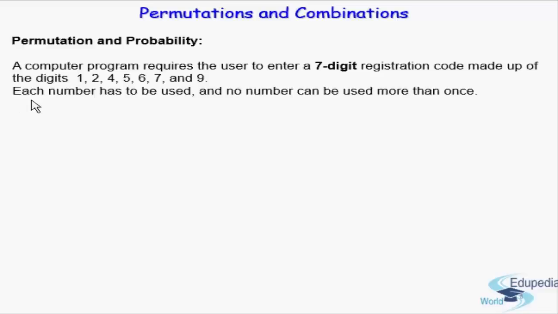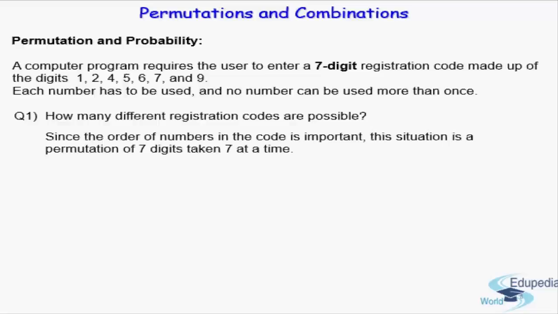One of the conditions is that each number has to be used, and the second is that no number can be used more than once. So one follows the other. If you use each number, you cannot have any number more than once, and if you use a number more than once, then of course you cannot use each number. Now let's try to understand how we solve this. The question is, how many different registration codes are possible? Question number 2. Let's solve this one first. Since the order of the numbers in the code is important, the situation is a permutation of 7 digits taken 7 at a time.